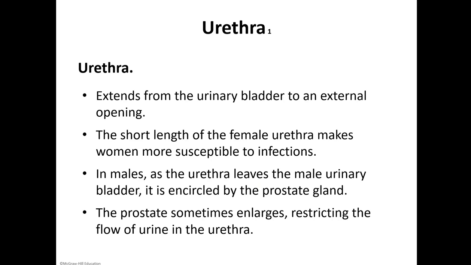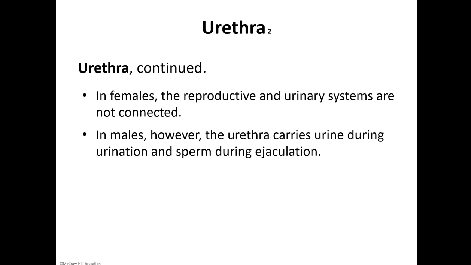The urethra is a small tube that extends from the bladder to the external opening. The urethra has a different length in females than in males. In males, the urethra carries urine during urination and sperm during ejaculation. The prostate sometimes enlarges, restricting the flow of urine in the urethra. In females, the reproductive system and the urinary system are not connected.